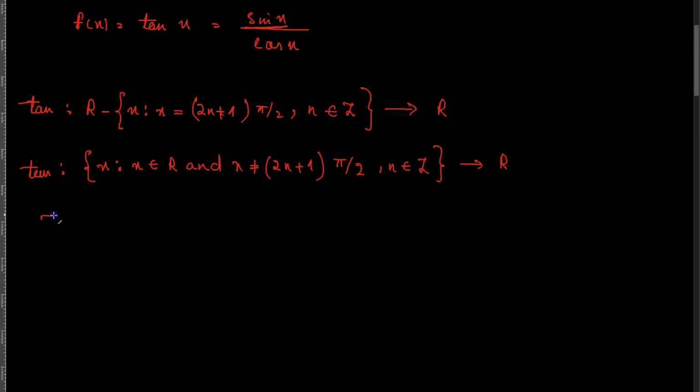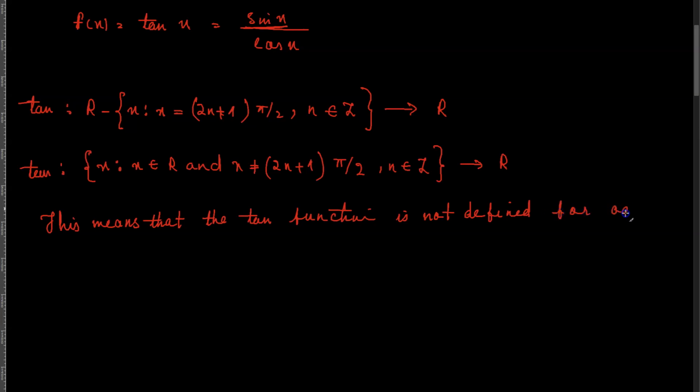So what this means is that the tan function is not defined for odd multiples of pi by 2. But then the range goes from negative infinity to positive infinity.